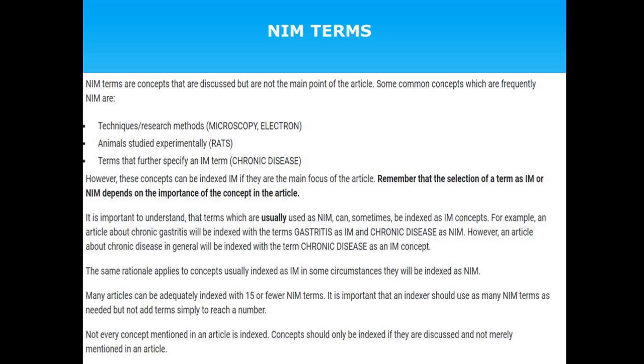So many articles can be adequately indexed with 15 or fewer. So we have seen that there are no more than 5 IMs here. Similarly, 15 or fewer NIM. It is important that indexers should use as many NIM as needed, but not add terms simply to reach a number. So it is advisable to add many terms, but not for the sake of increasing the number, right? It should definitely represent the sub part, that is the minor part. So you have to analyze it and identify the minor part, but you should not add it for the sake of increasing the number, right? That should be kept in mind.